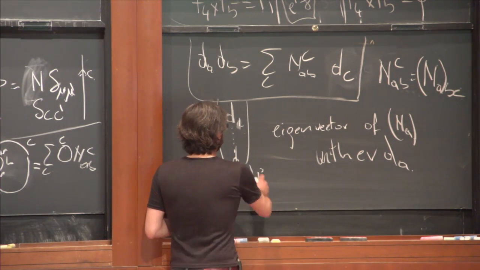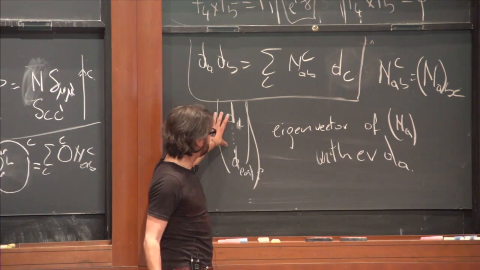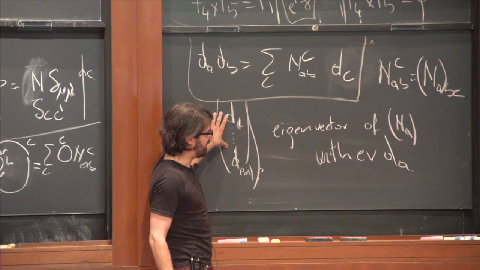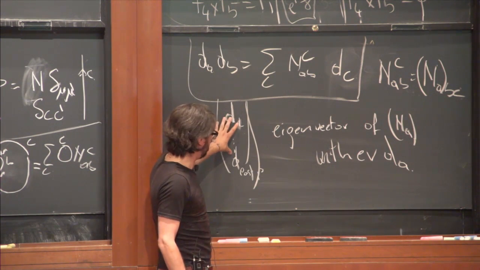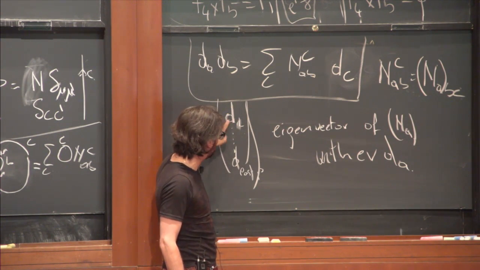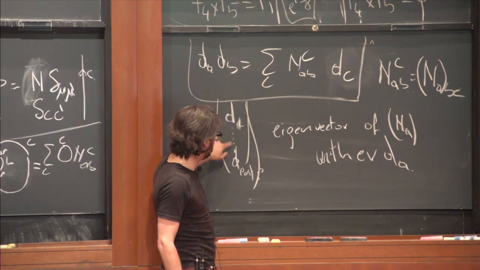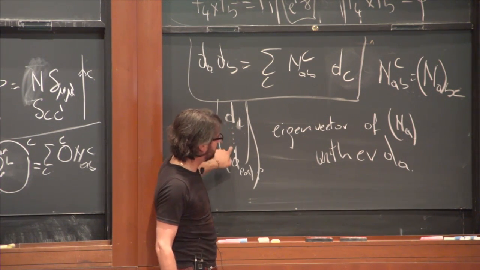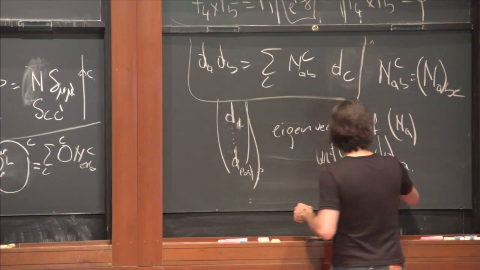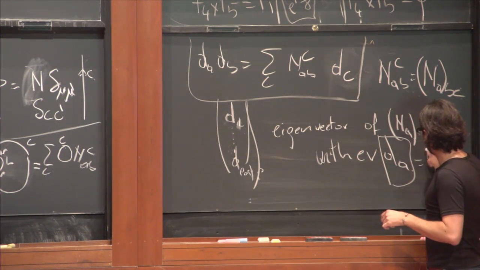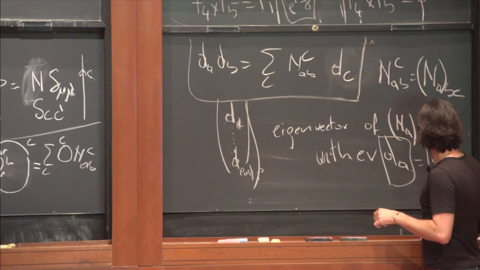Okay? So that actually would be very beneficial to us because we know that this eigenvector has non-negative entries, this d. So then we would know that dA is the largest eigenvalue of N_A.